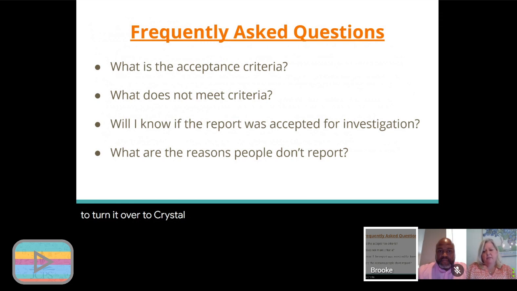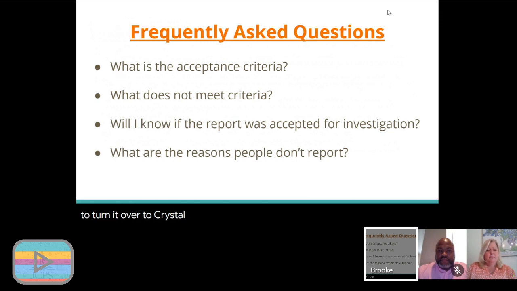You can always know if a report has been accepted. As the reporting source, and I should have said this earlier, you are always entitled to know if a report was accepted and why or why not it was accepted. If it does not meet criteria, we have that obligation, if you want to know why it did not meet criteria.